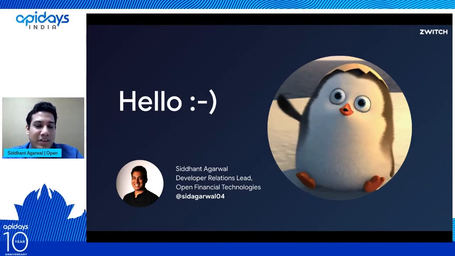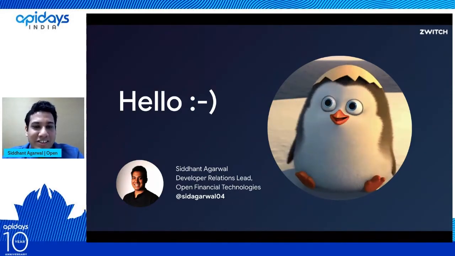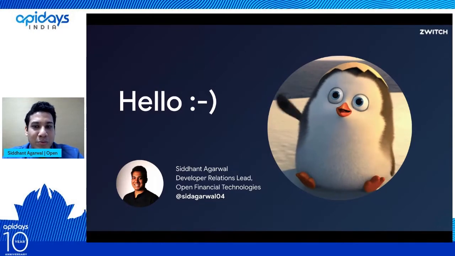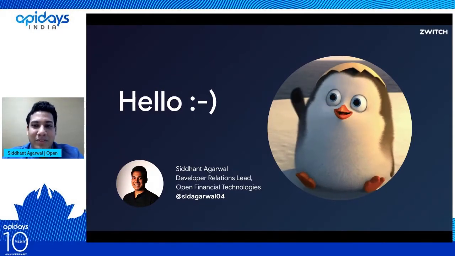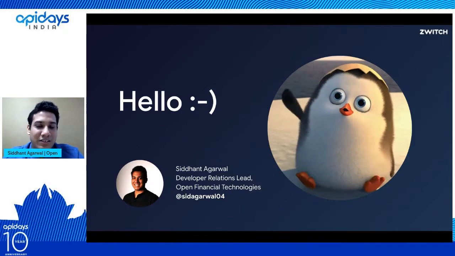I work as developer relations lead at Open Financial Technologies. For those of you who don't know, Open became the 100th unicorn of India, and I'm super proud of the fact that we reached this milestone in less than 5 years of time.